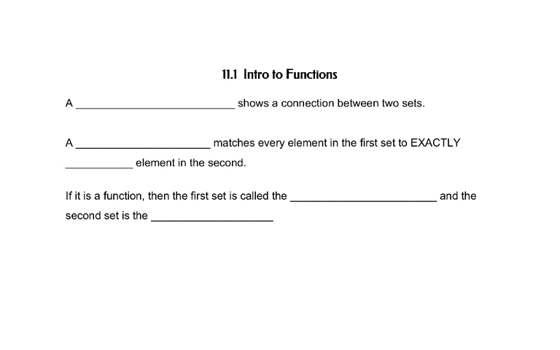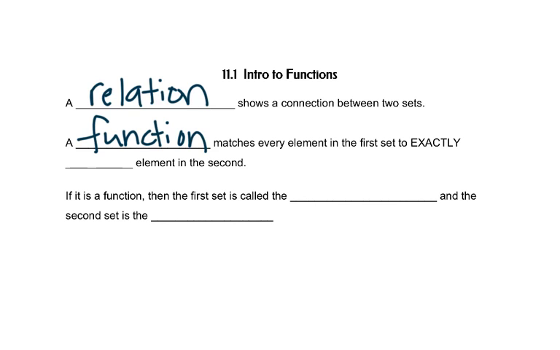We will talk about functions in this chapter and then lay the groundwork in this section. A relation shows a connection between two sets. A function is a specific type of relation that matches every element in the first set to exactly one element in the second. If it is a function, then the first set is called the domain, and the second set is called the range.